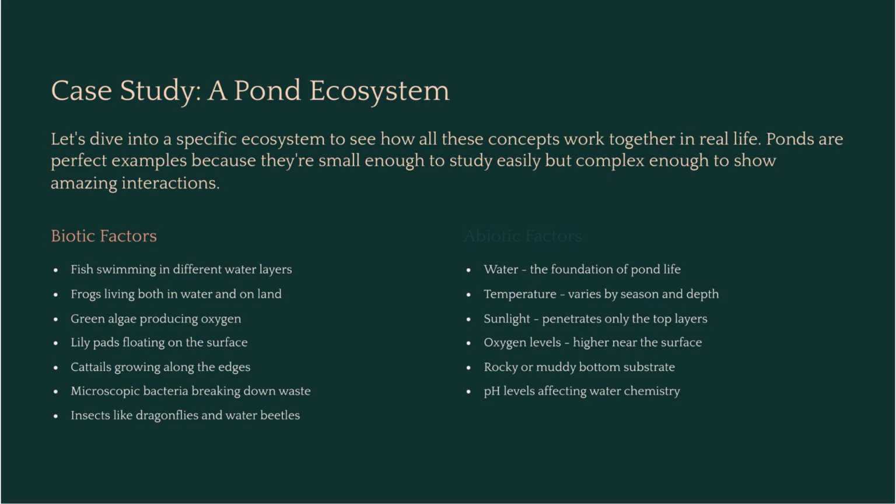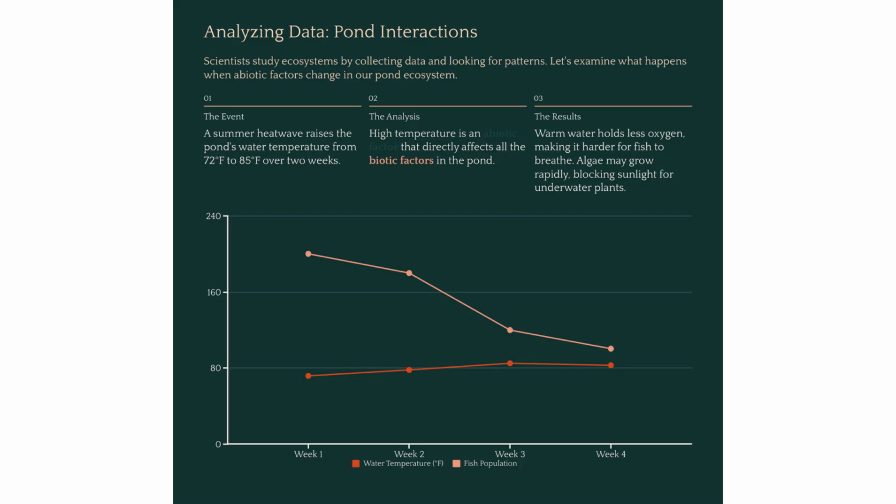Our biotic factors are things like the fish, frogs, algae, and lily pads. Our abiotic factors are the water, the temperature, the amount of sunlight, and the rocks at the bottom. By analyzing how these factors change, we can understand the interactions in the pond. Imagine we've been collecting data on our pond.